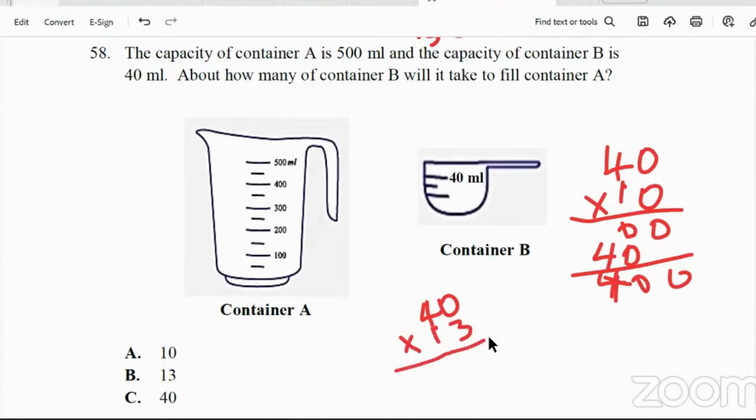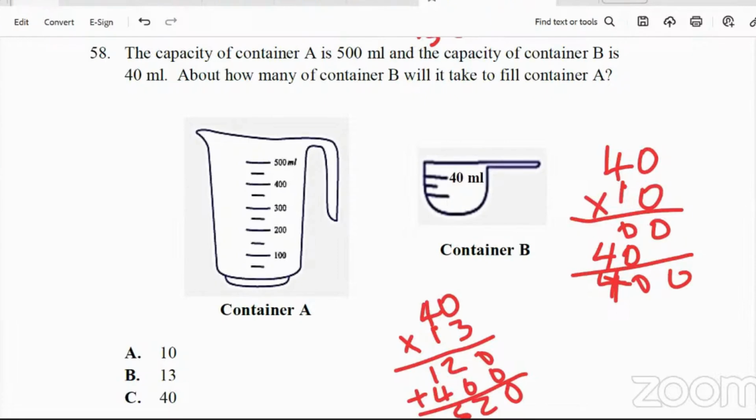All right, let's multiply. 3 times 0, 3 fours, 12. And then put our placeholder. 1 times 0 is 0. 1 times 4 is 4. Add these two: 0, 2, 5. 520.